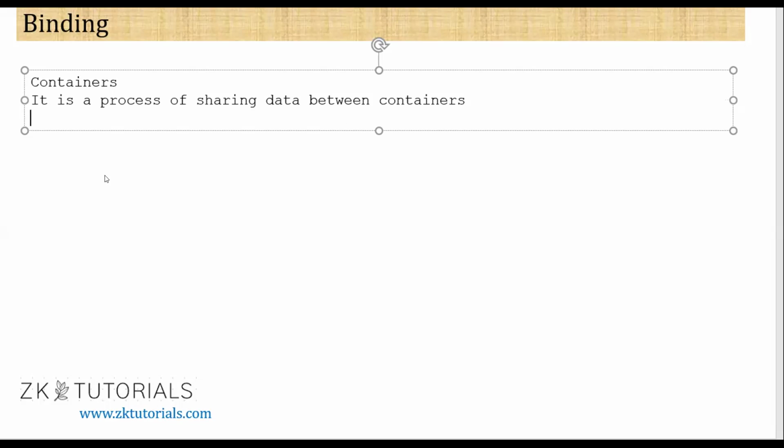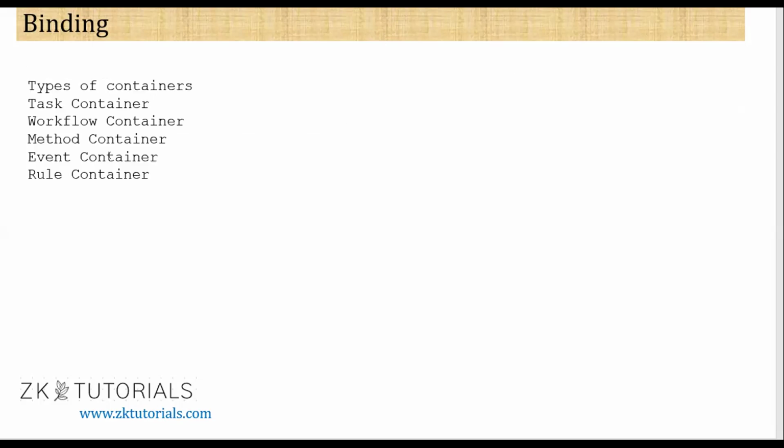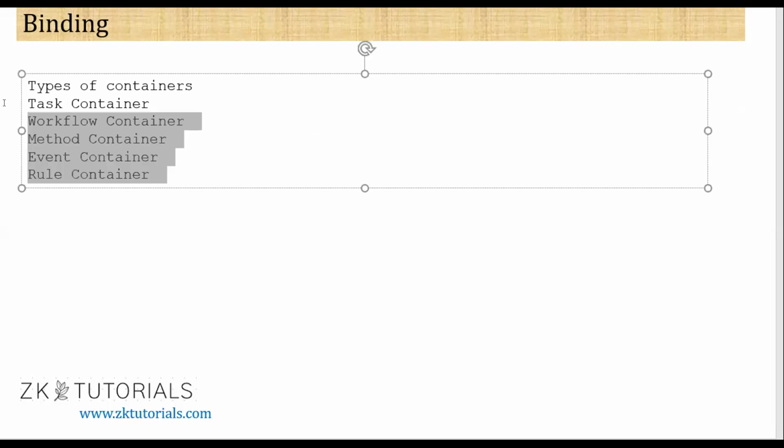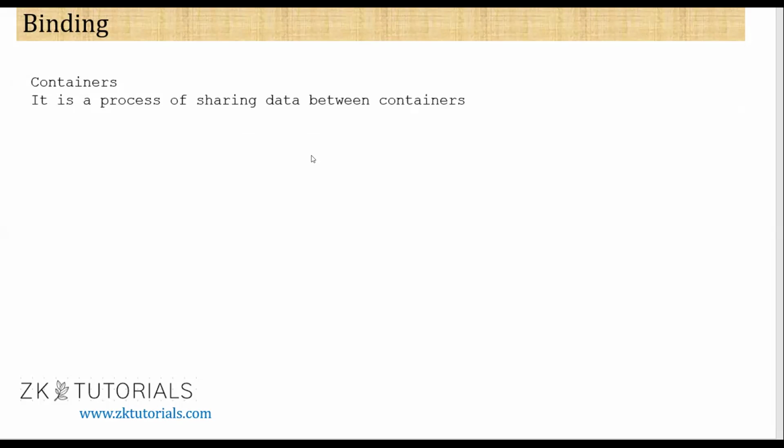How is binding possible, and how can the different workflow containers share data between each other? That we will discuss in an upcoming session. Now, what combinations are allowed? You can see we have these five containers. It's not the case that all of these containers can share data or bind together. So we will see which combinations are allowed and which are not.